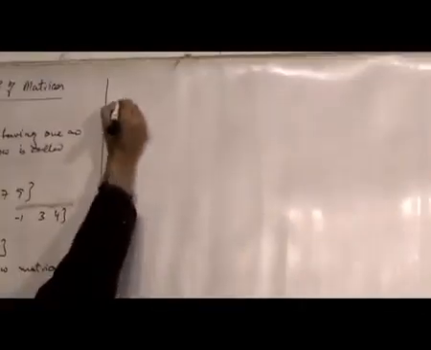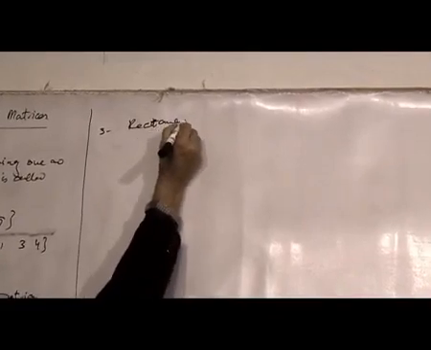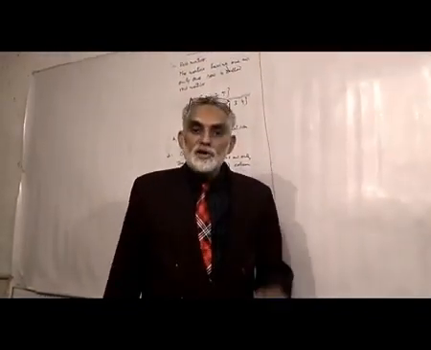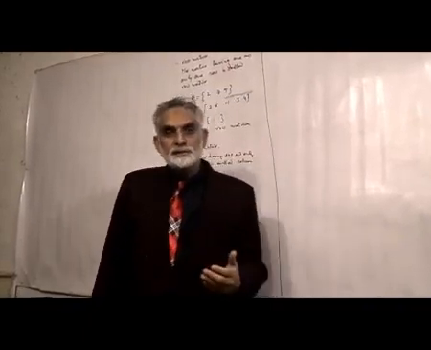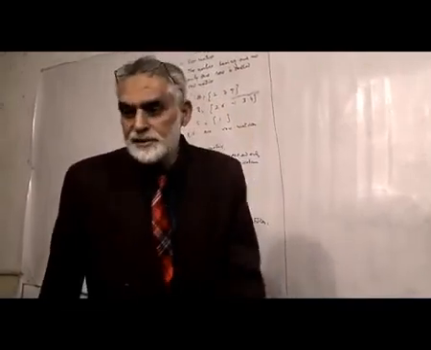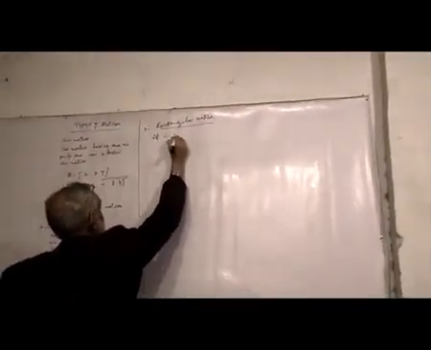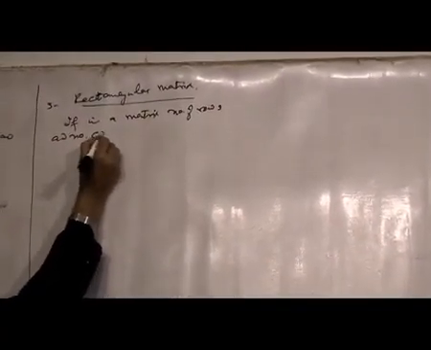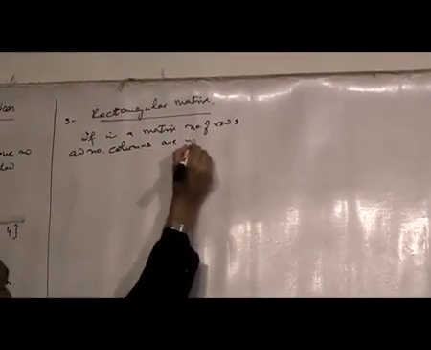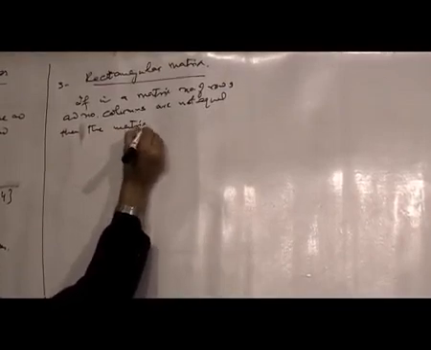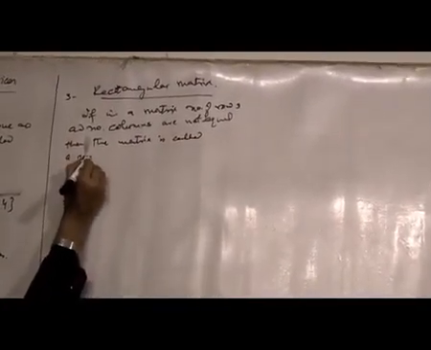Okay, rectangular matrix. If in a matrix the number of rows and the number of columns are not equal, either the number of columns is more than the number of rows or the number of rows is more than the number of columns, then the matrix is called a rectangular matrix.